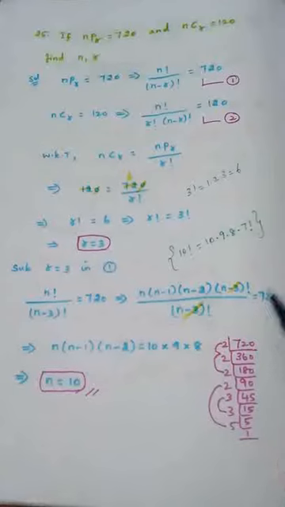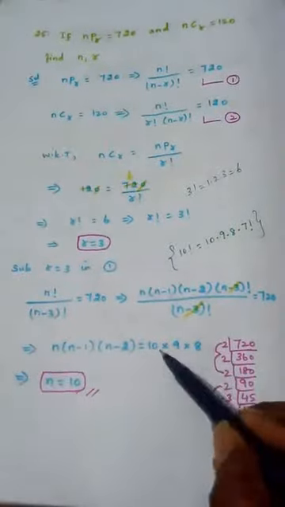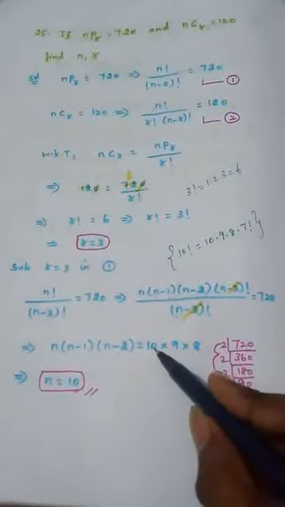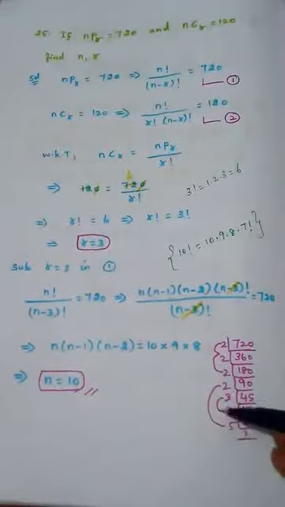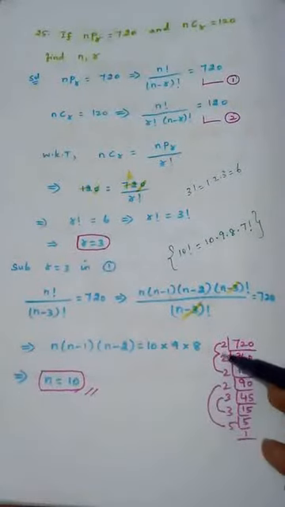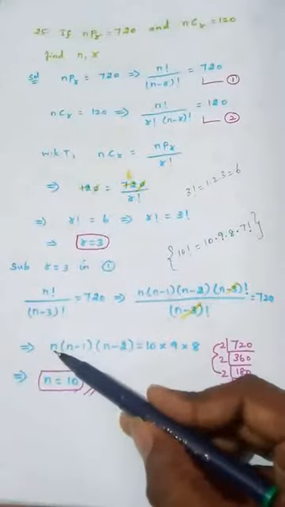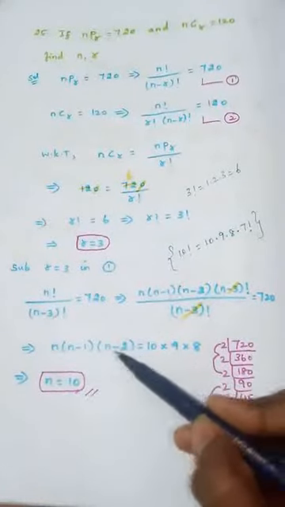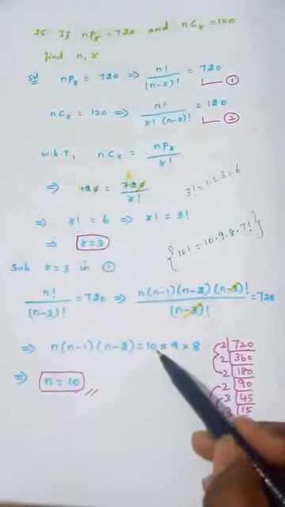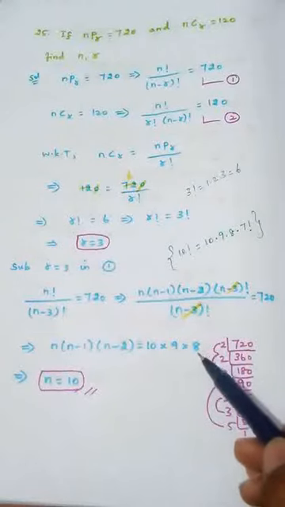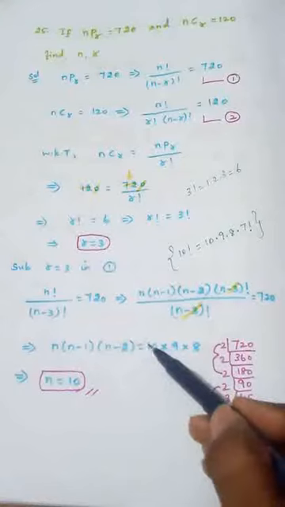And see, 720 is written like this. Do the division like this, long division, and I am going to write this in order. Just see this: 5 into 2 is 10, 3 into 3 is 9, 2 into 2 into 2 is 8. 10, 9, 8. Why am I writing like this? Because here we have n, n minus 1, n minus 2. So this is one number, this is 1 less than that, this is 1 less than that. In the same way, 10, 9, 8. So what is the use of writing like this? Now I can easily say n is equal to 10.